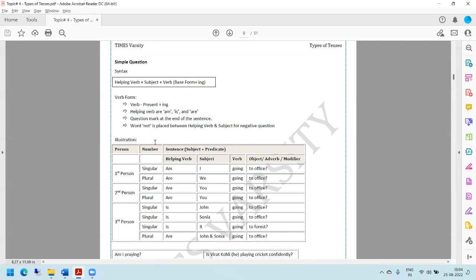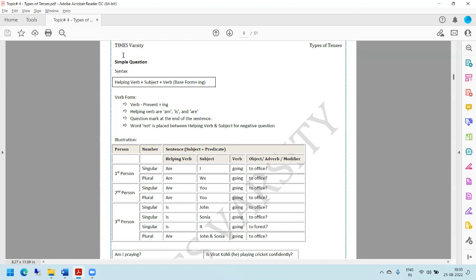Here, first person singular. As we know, am is the helping verb used for first person singular, so am comes first. Am I going to office? Are we going to office? Are you going to office? Is John going to office? Is Sonia going to office? And you can see it ends with a question mark at the end of the sentence.